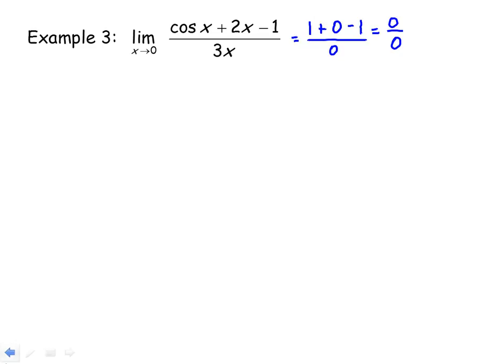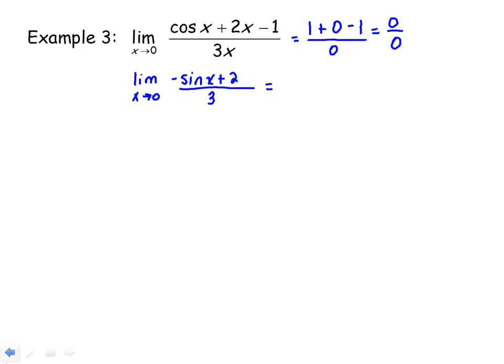Applying L'Hopital's rule says that we're going to take the derivative of the top and the derivative of the bottom. What's the derivative of cosine x? You need your derivative page if you don't know it off the top of your head. What's the derivative of cosine x? Negative sine x. What's the derivative of 2x? 2. And the derivative of negative 1 is 0. The derivative of any constant is 0. Okay, so the derivative of the bottom, the derivative of 3x, is going to be what? 3.